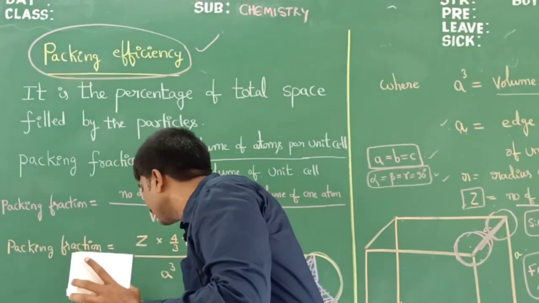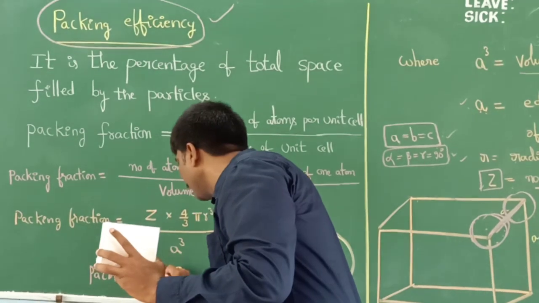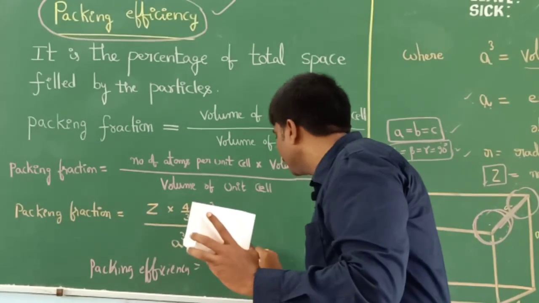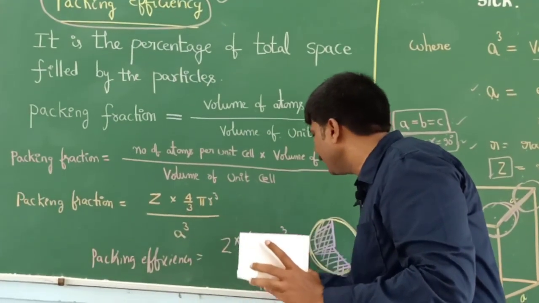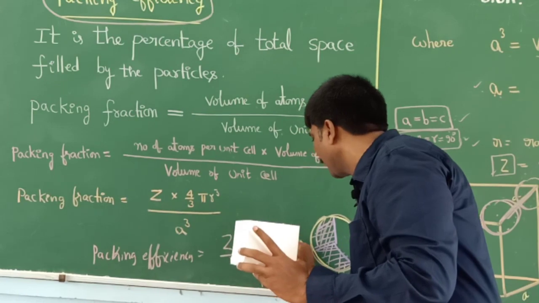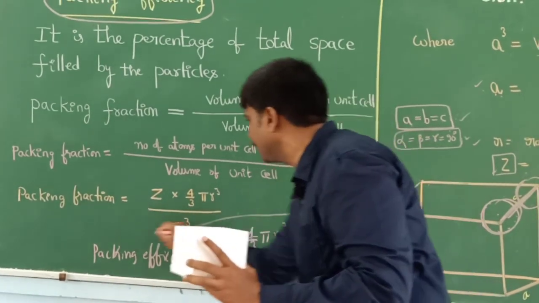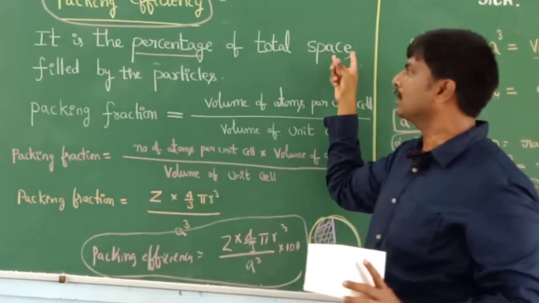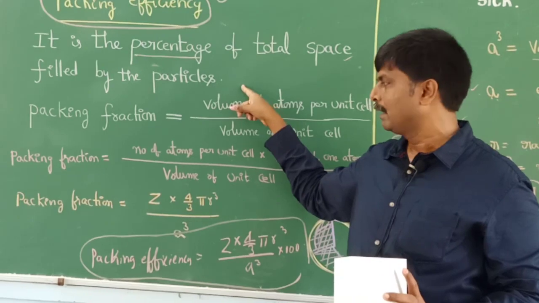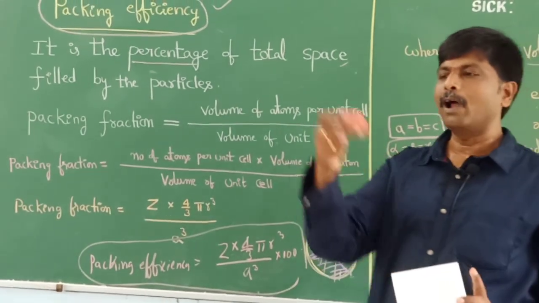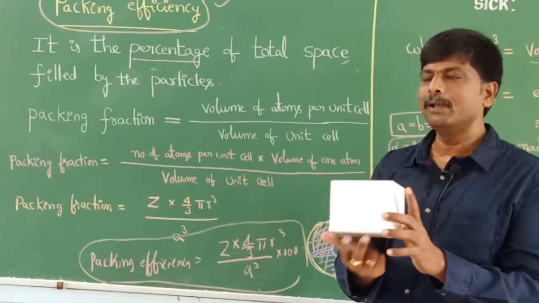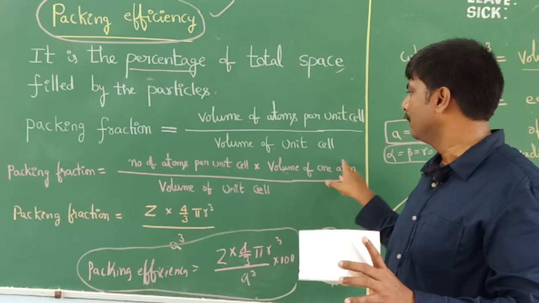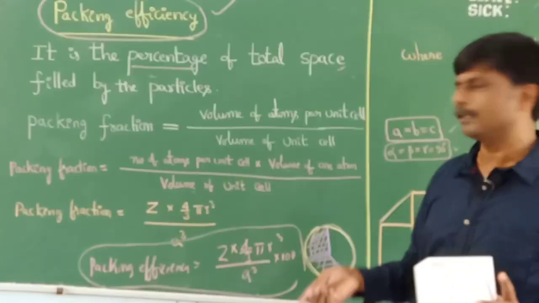So packing efficiency is equal to Z into 4 by 3 pi r cube by a cube into 100 percent. As already written in the definition, it is the percentage of total space filled by the particles. For simple cubic, how to write it? Volume of 1 atom by volume of the unit cell, since the number of atoms is 1. 1 into volume of 1 atom by volume of unit cell. This is for simple cubic.